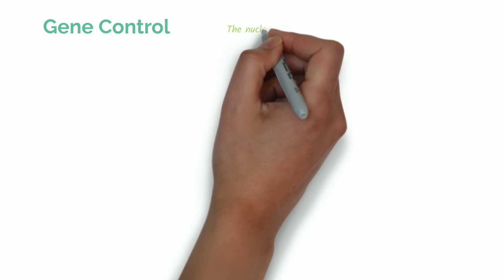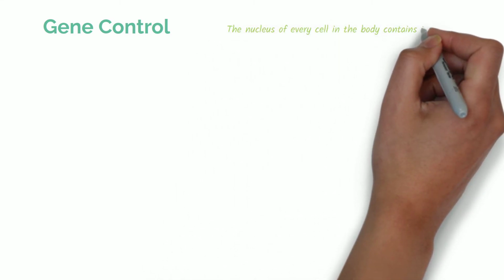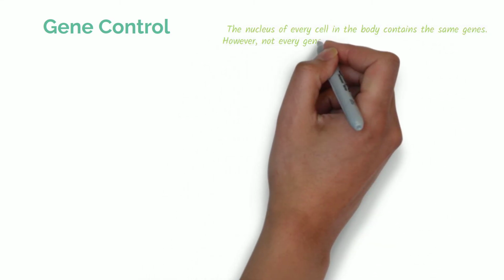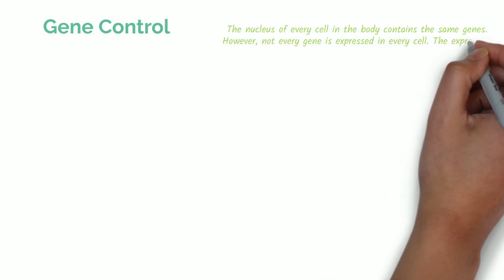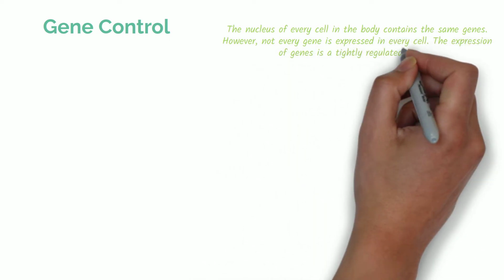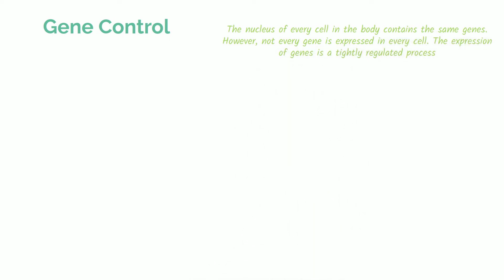The nucleus of every cell in the body contains the same genes. However, not every gene is expressed in every cell. The expression of genes is a tightly regulated process. Let's discuss four important types of genes and enzymes which work together to maintain this control.